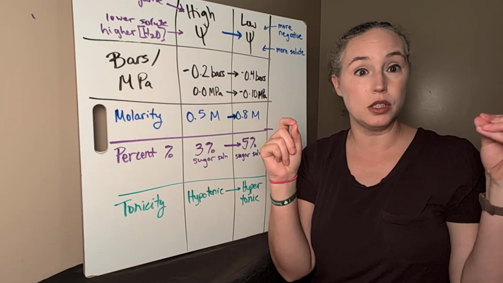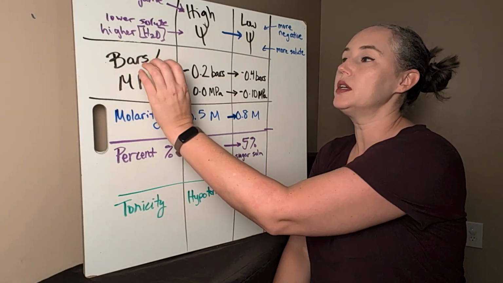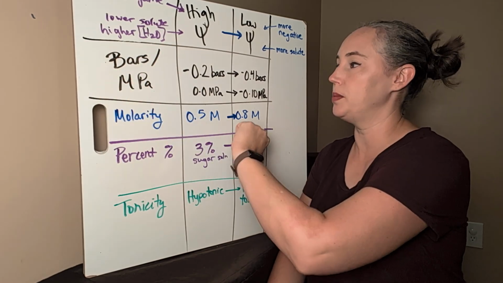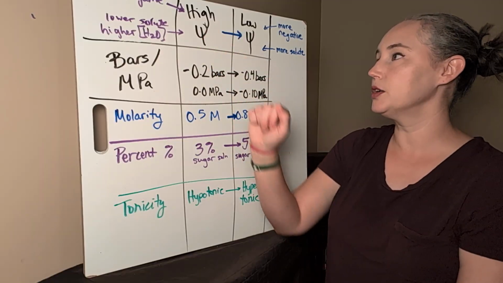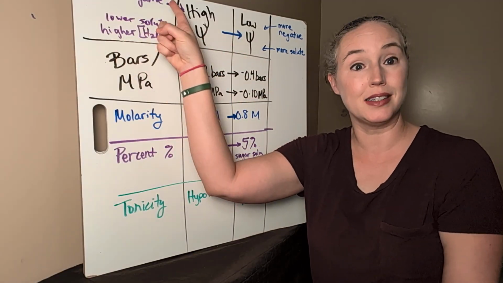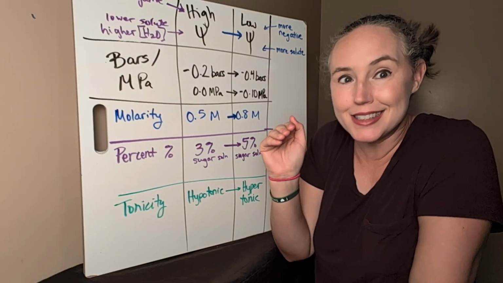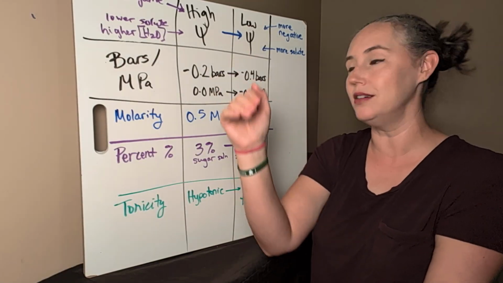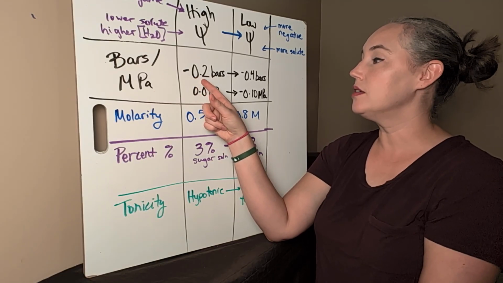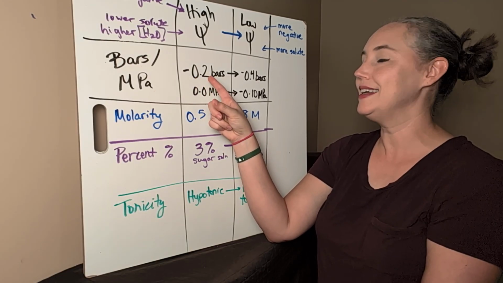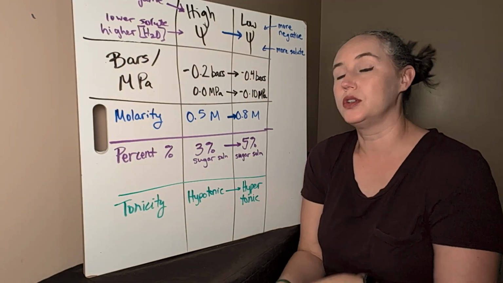So how does this look when we break it down into our 4 ways of describing? So if we're looking at water potential as bars or megapascals, an area of high water potential will be less negative. It may still be negative, lower than 0, but it'll be less negative, closer to 0 than the other. So in this case, negative 0.2 bars is higher than negative 0.4 bars. So don't get tricked up.